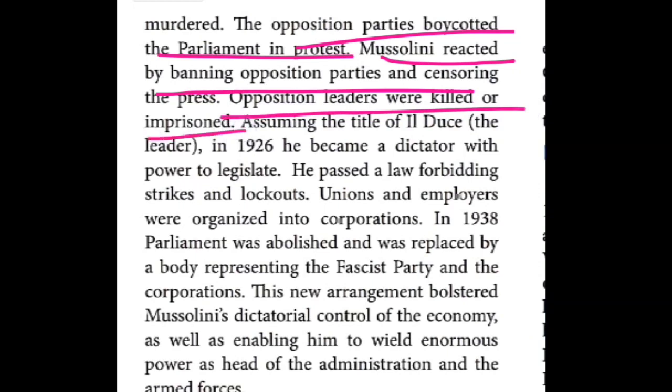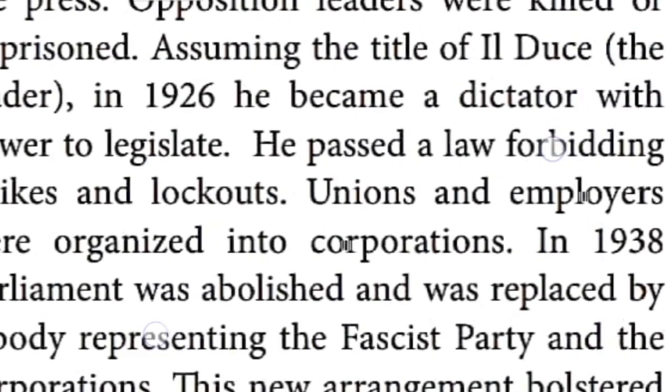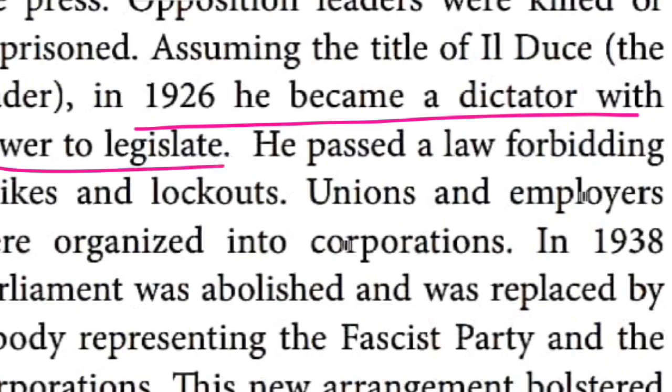Opposition leaders were killed or imprisoned. Whoever the opposition party leaders were, everybody was killed, murdered or imprisoned. Moreover, he assumed the title himself. Who assumed it? Mussolini. What title? Il Duce. What is the meaning of Duce, children? Leader. He declared himself Il Duce. That's the thing. In 1926, he became the dictator.